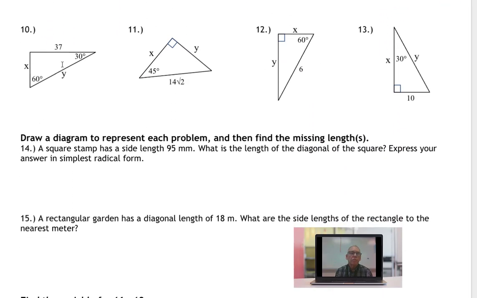So for number 10, the short side is x. X times root 3 made 37. So if we do 37 divided by root 3, we're going to be able to find x. In simplest radical form, this will be 37 root 3 over 3. That's our x. Double the x, which is going to be 74 root 3 over 3. Now that's our y. And that's it.